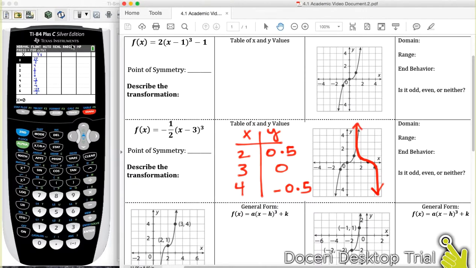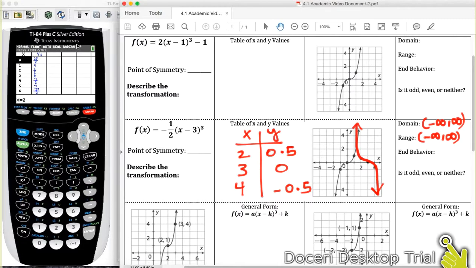Now let's compare it to the graph that you have on your calculator. Look, does it look similar? So always compare it to double check, okay? Now your domain and range is always going to be from negative infinity to infinity. Like we talked about before, always going on forever.